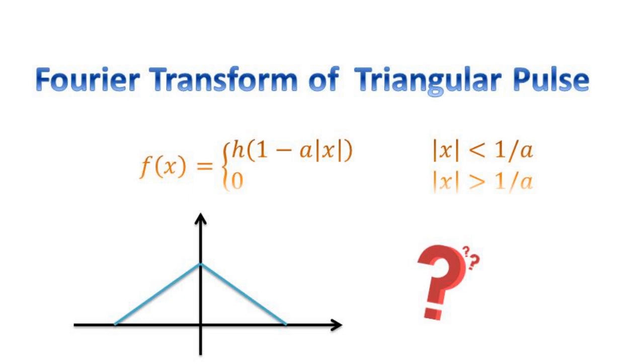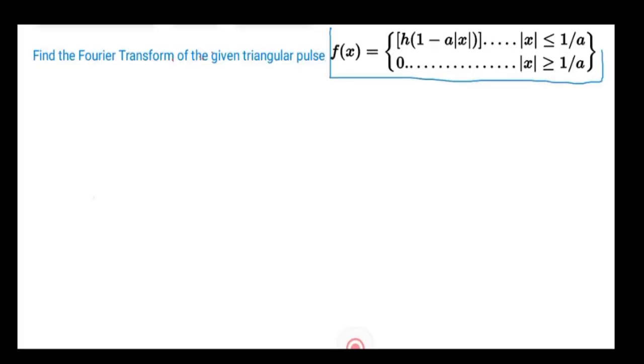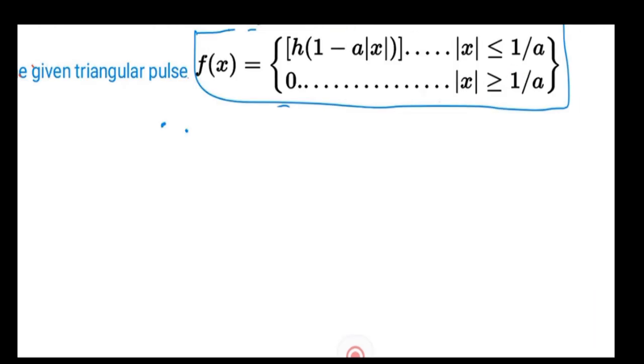In this video, we'll work through the Fourier transform of the function f of x equals h times (1 minus a times the absolute value of x) for absolute x less than 1 over a, and 0 otherwise. We'll solve this step by step.